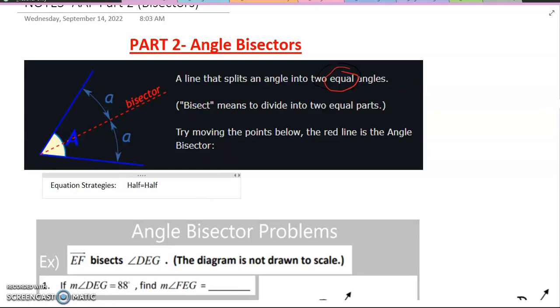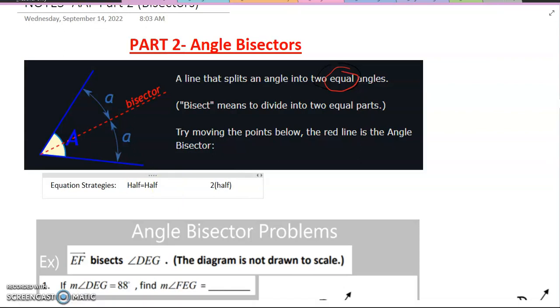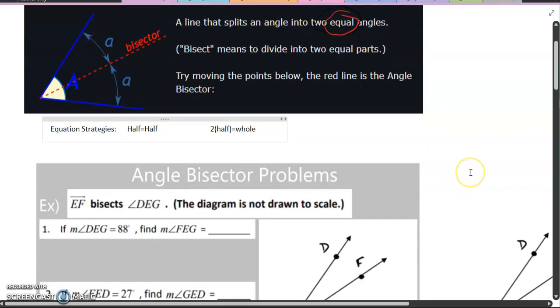The second option is if you were given one of the halves, so let's say you were given this bottom half, and then you were given the measure of the entire angle, we can also set up an equation where we double the angle that is half, and so we multiply it by 2, and we would set that equal to the whole. So this video is going to look through examples where we're going to use the half equals half philosophy, and also the 2 times a half equals a whole. So let's look at some problems.